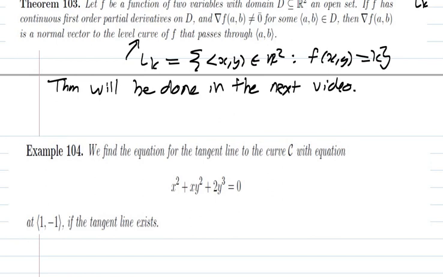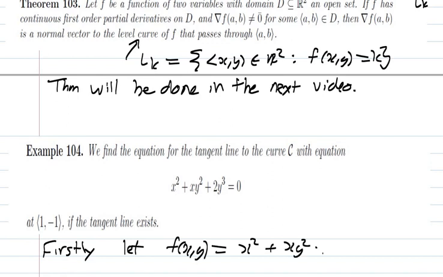Alrighty, so are we ready for this? Yes, we are. So let's start off by, first of all, letting f be x squared plus x y squared plus 2y cubed. So we don't have a function of two variables here, so we've got to make a function of two variables. Otherwise, the marker will say, what function are you playing with? So here we want to play with the function x squared plus x y squared plus 2y cubed.